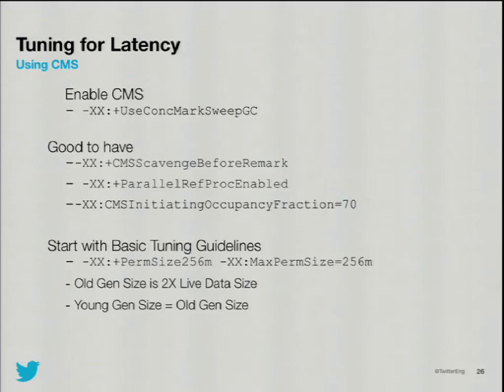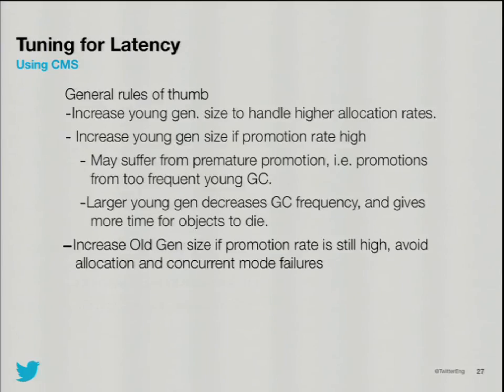Basic tuning guidelines: size of permgen, I'm going to mention that a few times. I would set the old generation size to be 2 times the size of the live data size and start off with the young generation size equal to the old generation size. Increase young generation size to handle higher allocation rates, and also increase young generation size if you see promotion rates being high. This is kind of an inverse way of looking at things than others. This is how we do it at Twitter, and that's why I'm mentioning it here.